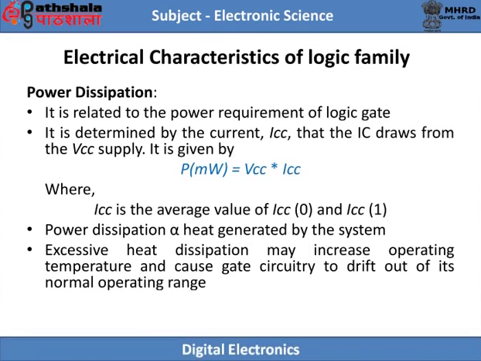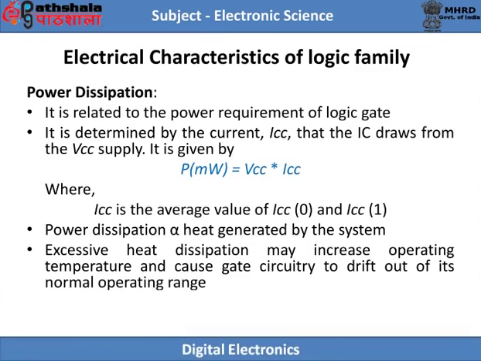Power dissipation. It is the power supply required to operate the gate. This is expressed in milliwatts, that is mW, and represents the actual power dissipated in the gate. It is the number that represents power delivered to the gate from the power supply. The total power dissipated in a digital system is the sum of the power dissipated in each digital IC.